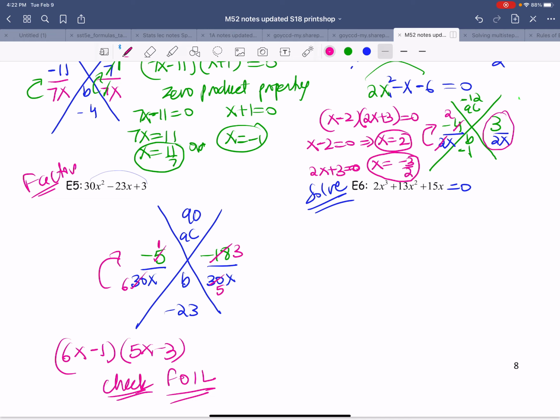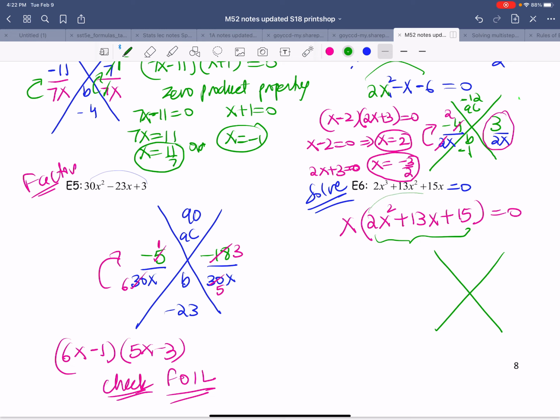For number 6, we do have a common factor. The common factor is x in this case. So I am left with 2x squared plus 13x plus 15 equal to 0. And inside is the kind of trinomial that I can handle with bottoms up method. So I'm going to go ahead and do bottoms up for the inside trinomial.